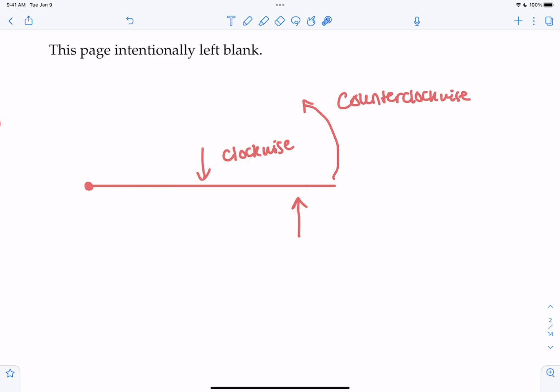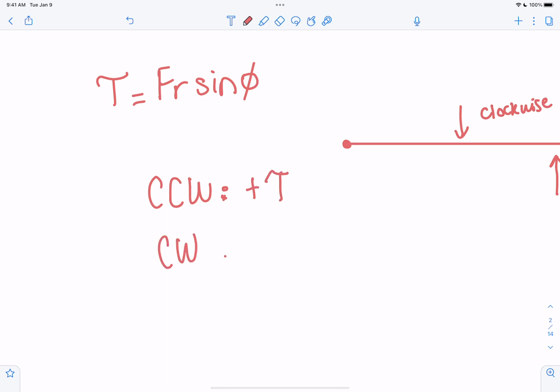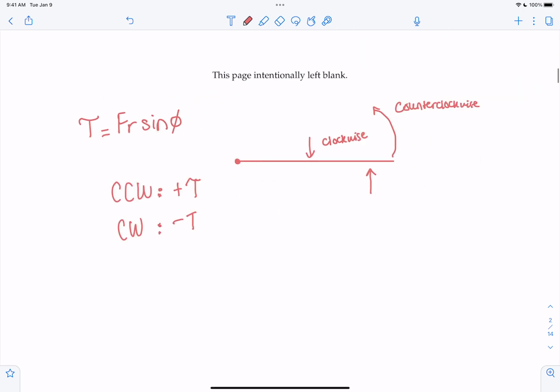Now, with torque, the idea is that counterclockwise is denoted as positive torque, right? Clockwise is denoted as negative torque, right? So it's kind of counterintuitive in the sense that you'd think that, okay, if I'm moving clockwise, I'm going forward in time, I'm increasing time, well then that's positive, right? And you would think that counterclockwise, it's the opposite direction, right?